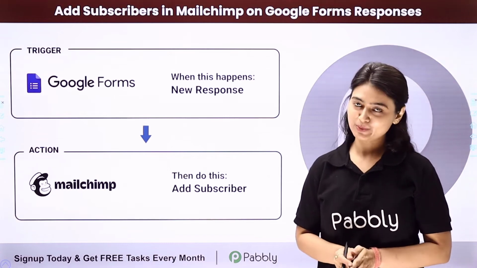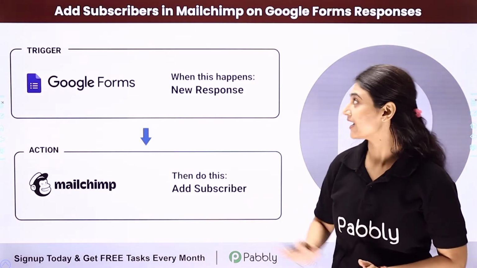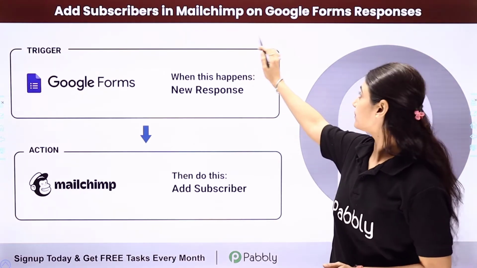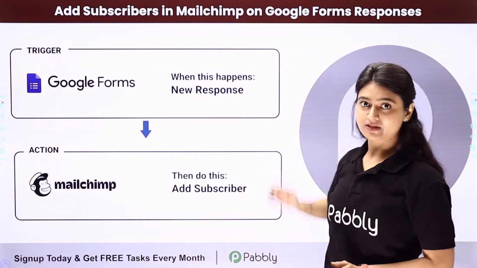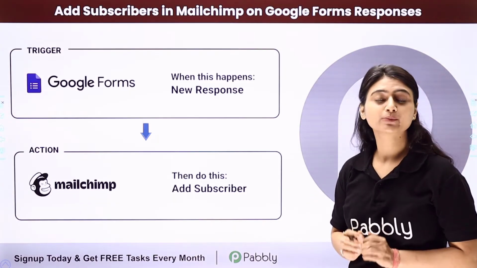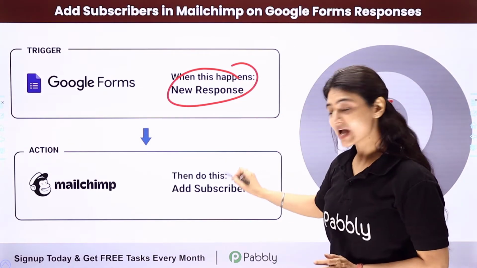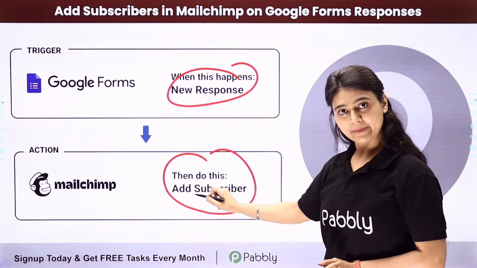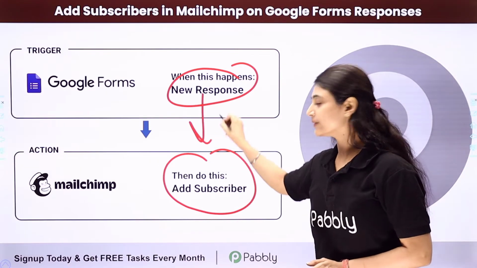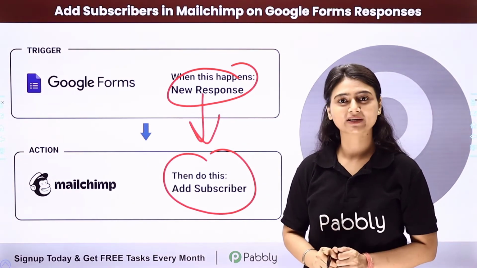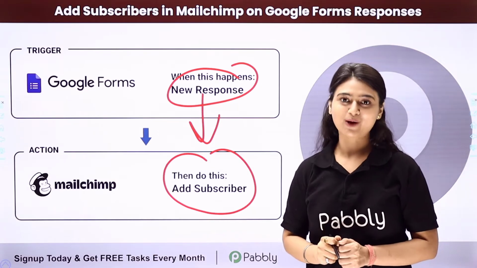In this video, we will learn how you can automatically add subscribers in Mailchimp on Google Forms responses. So let's say every time you receive a new response in Google Forms, you want it to be added as a subscriber here in Mailchimp. So we are going to automate this entire process using Pabbly Connect. Let's take a look at how we do it.